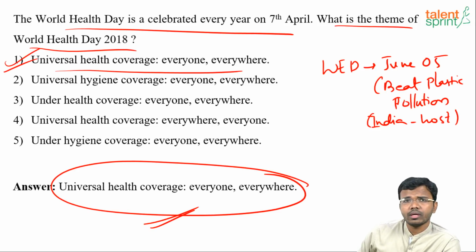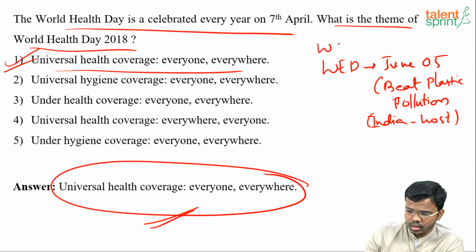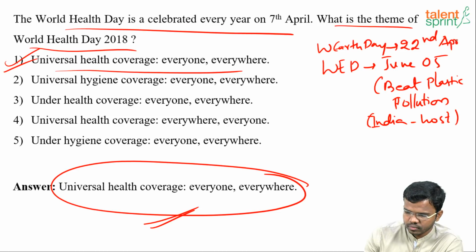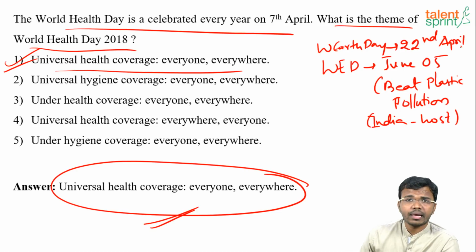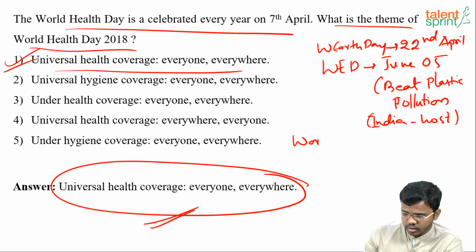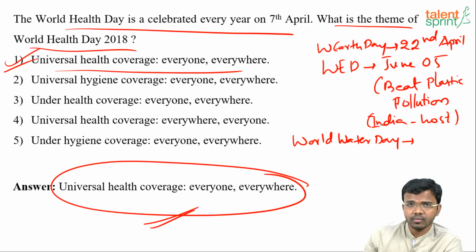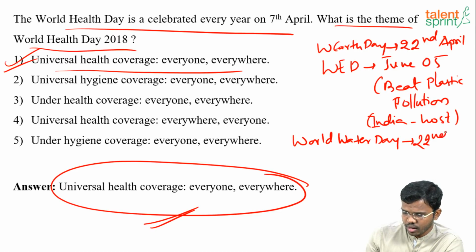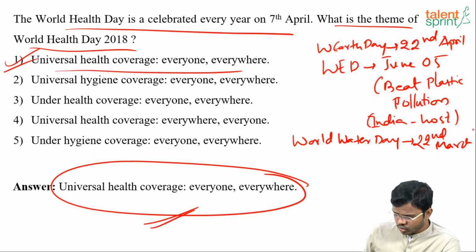And World Environment Day, June 5th. Beat plastic pollution. World Earth Day is 22nd April. End plastic pollution is the theme. World Water Day, same, 1 month before the World Earth Day, that is 22nd March. Okay, moving on to the next question.